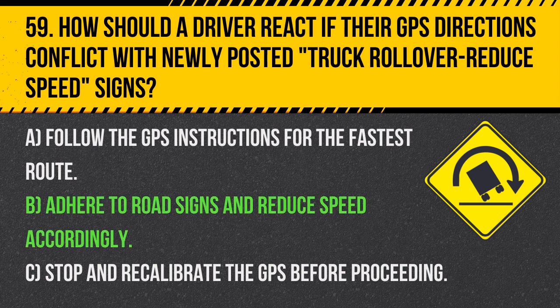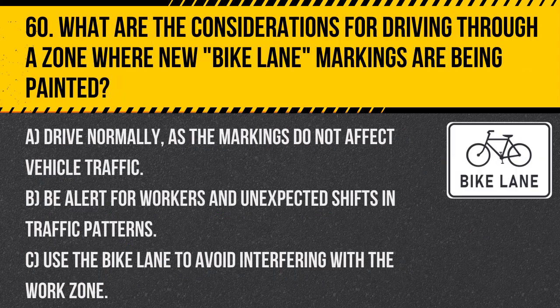Answer. B. Adhere to road signs and reduce speed accordingly. Road signs provide the most current and relevant information for safe driving. Question 60. What are the considerations for driving through a zone where new bike lane markings are being painted?